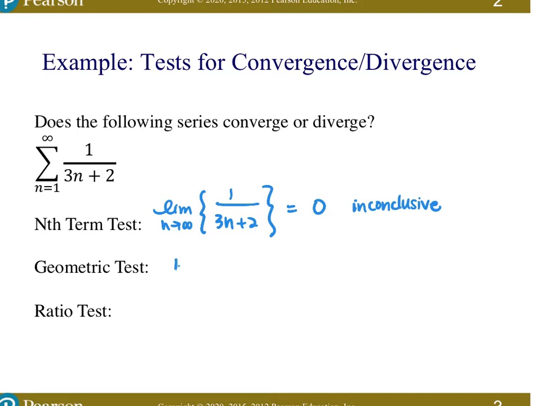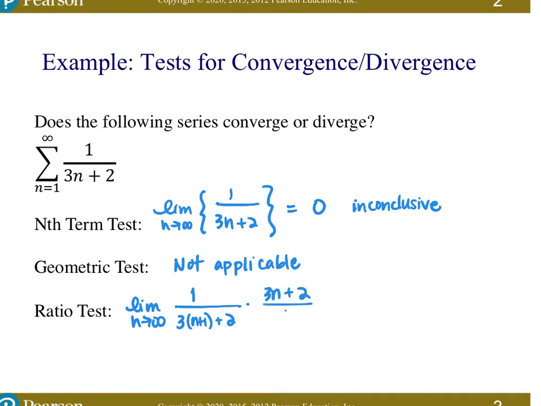The geometric test is not applicable because this is not a geometric series. The ratio test, if we look at the terms here, so 1 over 3 quantity n plus 1 plus 2, and then times the reciprocal term, 3n plus 2 over 1, which gives us in simplified form 3n plus 2 over 3n plus 5. Okay, that is an indeterminate form.